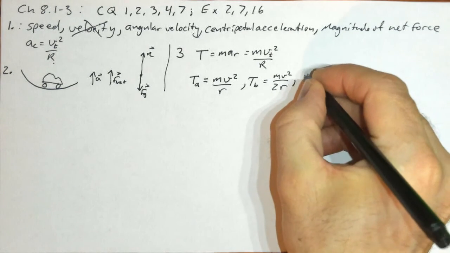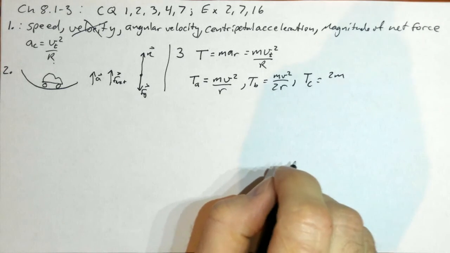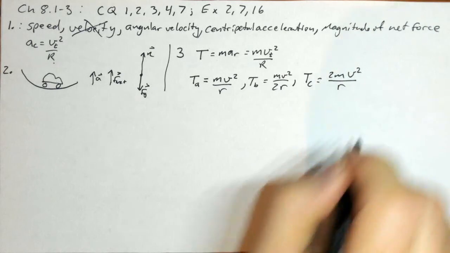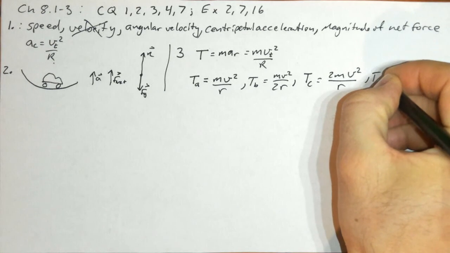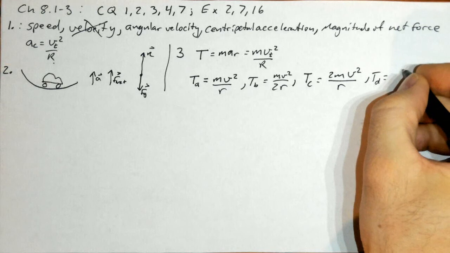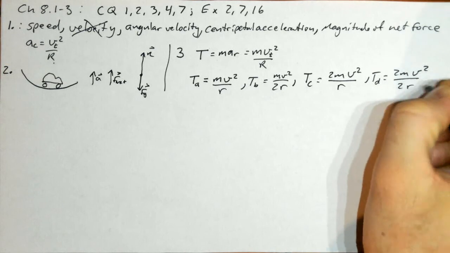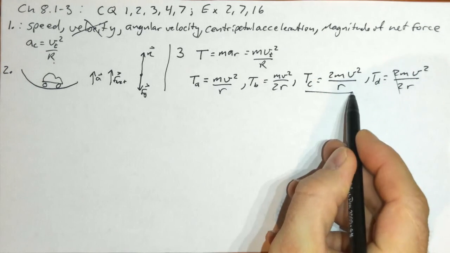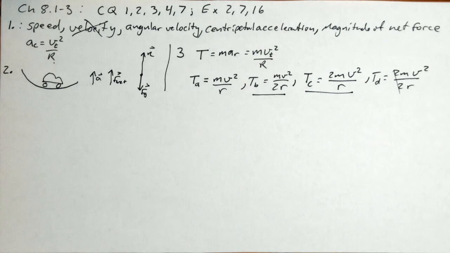Okay, so continuing, TC is double the mass, with the same velocity and same radius as A, so that's twice as big as A. And lastly, TD is double the mass, same velocity, but double the radius, and so that's the same size as A. So C is the biggest, B is the smallest, A and D are equal to each other in the middle.